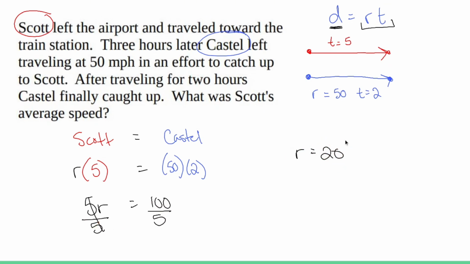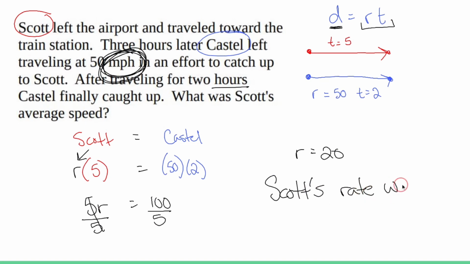Now, what does that mean? Well, the R that I have is the rate for Scott. So we're dealing with hours, we're dealing with miles, we're dealing with miles per hour. Scott's rate, or his average speed, was 20 miles per hour.